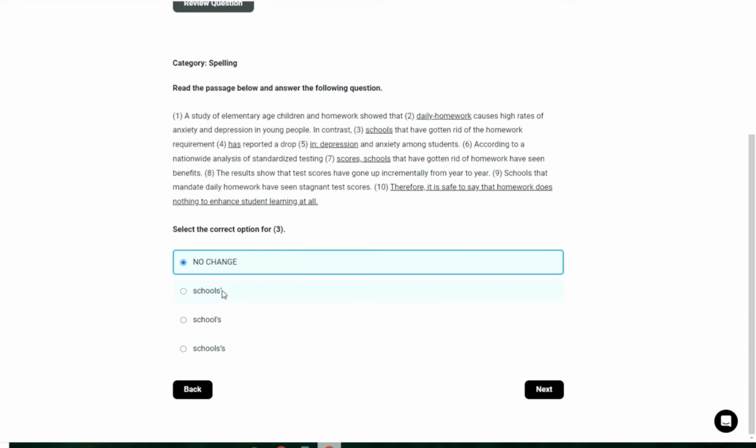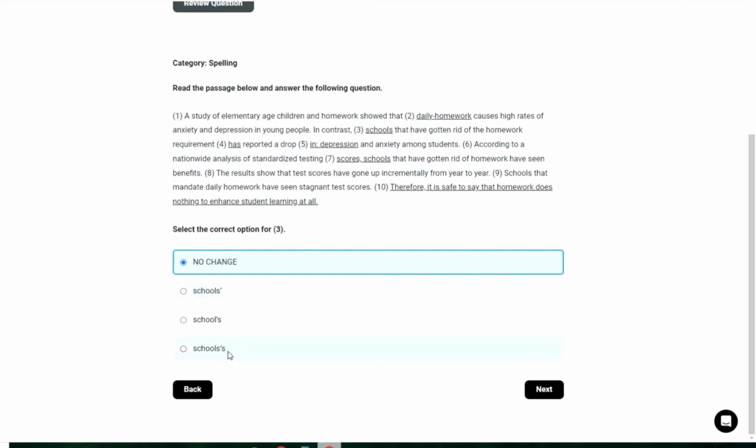Schools with an apostrophe at the end would indicate that there's multiple schools and there's ownership. And it's not saying that anything is being owned, not at all. So schools with an apostrophe at the end would not make sense because there's no ownership, and although there are multiple schools, there's no ownership there. For C, that would be one school and it having ownership. So we're talking about multiple schools here, so that can knock it off right away. And there's no ownership of the homework that they've gotten rid of.